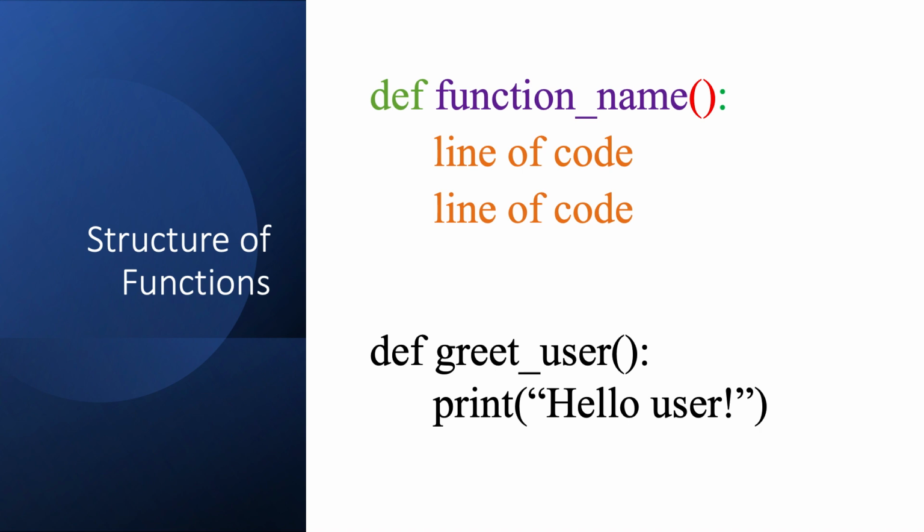So an example of a simple function can be this greet_user function that we see in front of us here. We still have to start with a def keyword, which signals to the Python interpreter that we are defining a function, and that this function is called greet_user. Now, this is a very simple function that just has one line of code, and it just prints the message, hello user.